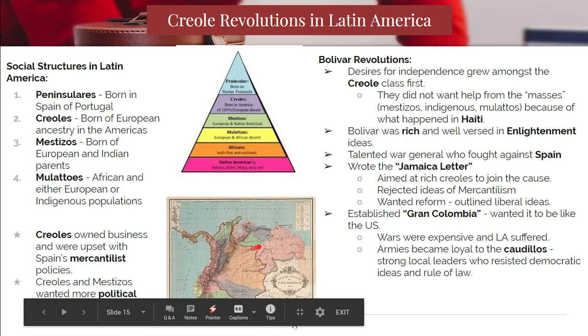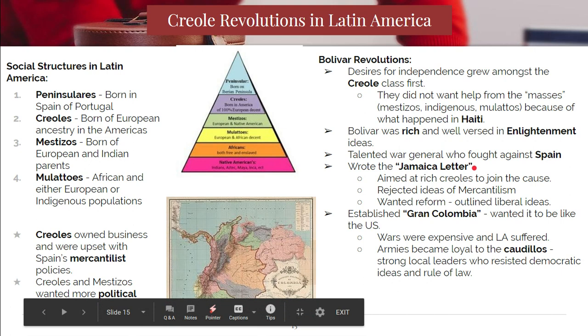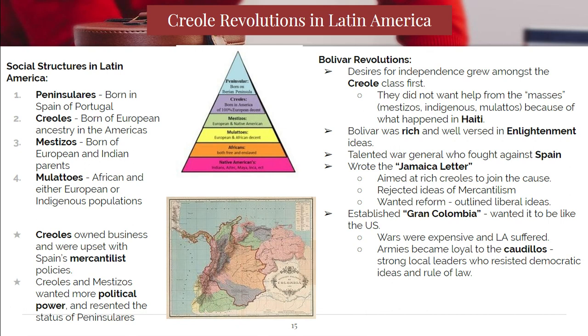Okay, right. So he is going to write a letter called the Jamaica Letter. And the Jamaica Letter is very similar to the American Declaration of Independence, the French Declaration of the Rights of Man and Citizen. We can look at it as sort of a founding document for these countries that outlines exactly what they want, why they want it, and the reasons that they feel they deserve additional rights and additional independence. Okay, and so Spain is not going to accept independence from Spain without a fight.